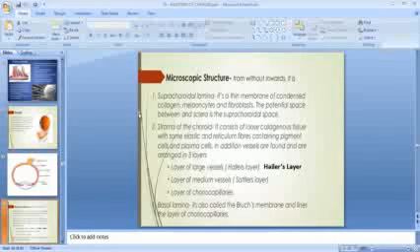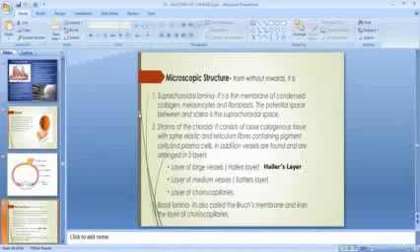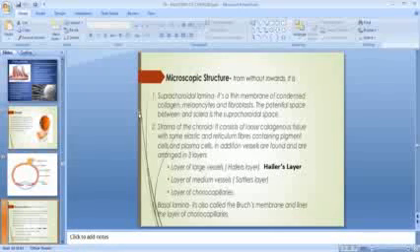Firstly, the suprachoroidal lamina is a thin membrane of condensed collagen, melanocytes, and fibroblasts. The potential space between this layer and the sclera is called the suprachoroidal space. Second layer is the stroma of the choroid. It consists of loose collagenous tissue with some elastic and reticulum fibers containing pigment cells and plasma cells.